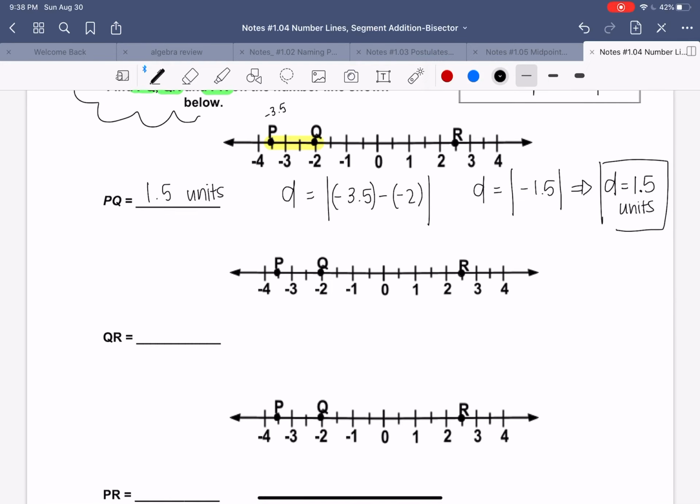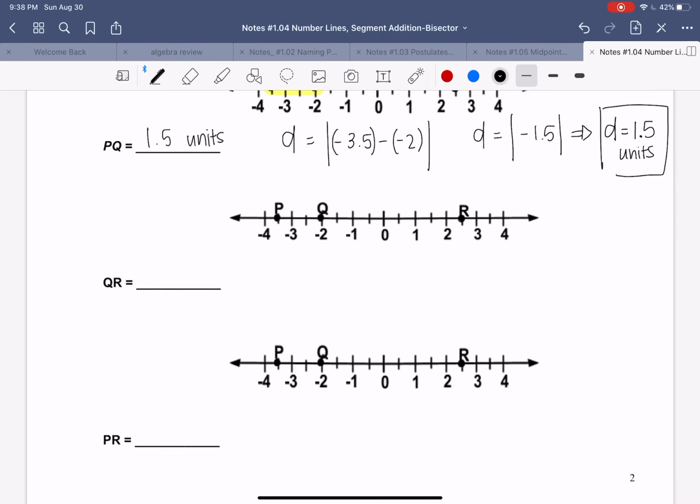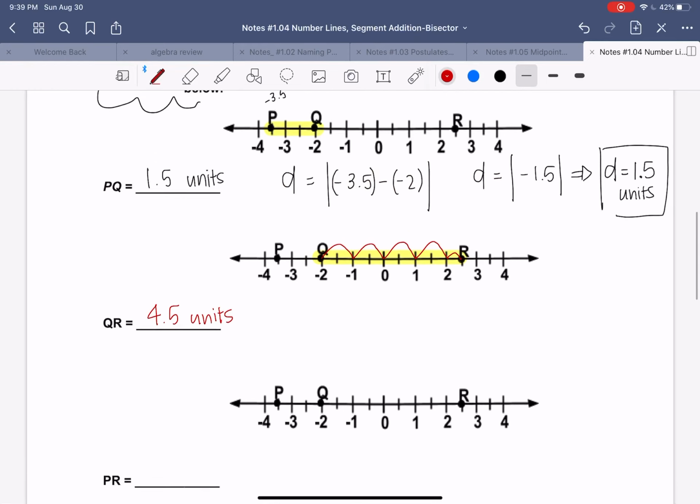All right, so here's another way you can do it, okay? You can count. You can count on the number line. So this one I want Q to R. So on the number line, I'm going to start at one of the endpoints. And I jump 1, 2, 3, 4, and a half. So the distance between Q and R is 4.5. Okay? So there's two ways you could have done it.